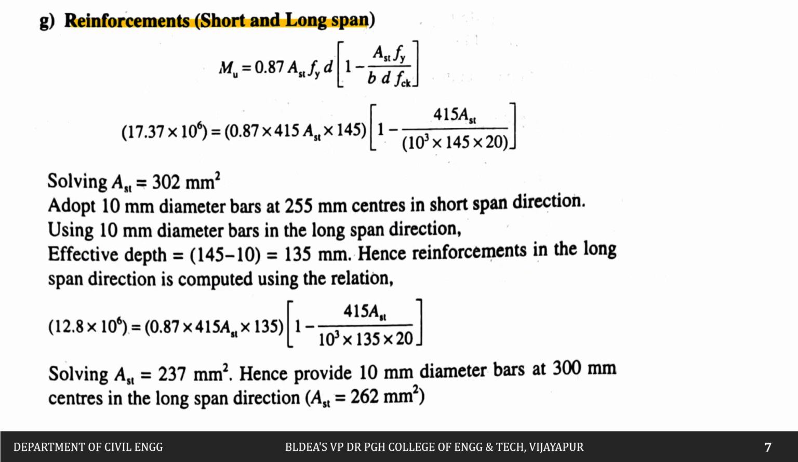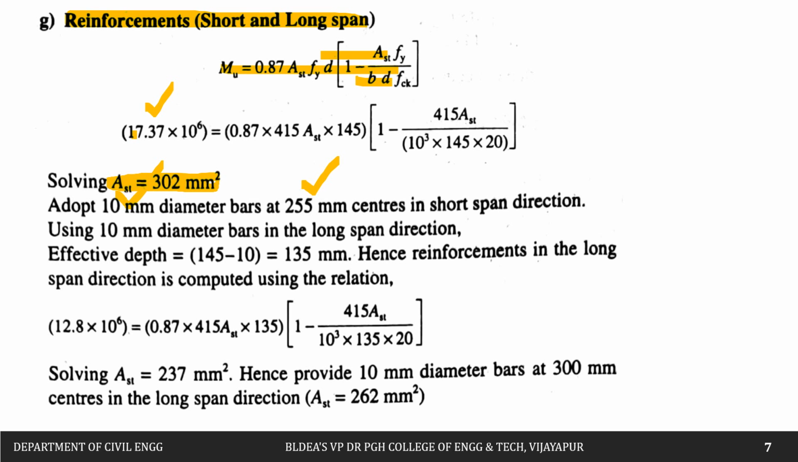Then next, let us try to calculate the reinforcement along the short span and long span. We have this formula, or you can use another formula, that is Ast is equal to 0.5 fck divided by fy into bracket of 1 minus square root of 1 minus 4.6 into Mu divided by fck bd square. So by substituting in that formula, you take Mu as 17.37, we will get area of steel as 302 mm square. So if you are going to adopt 10 mm dia bars, we have to calculate the spacing.